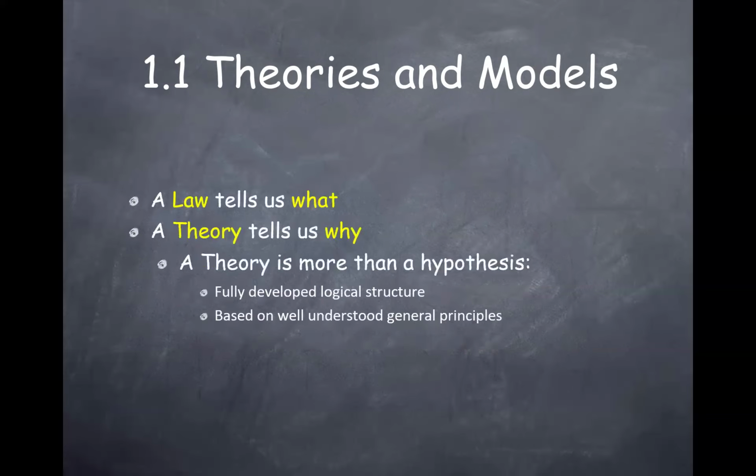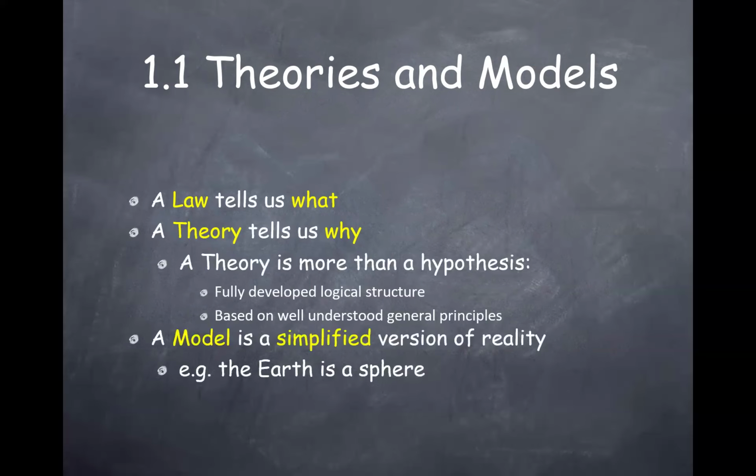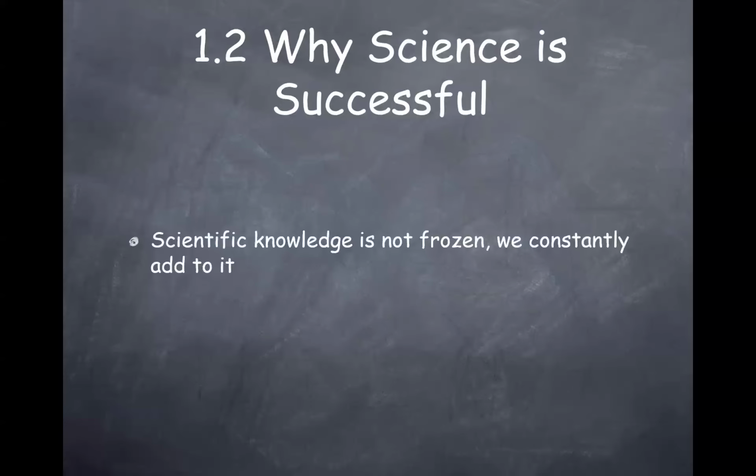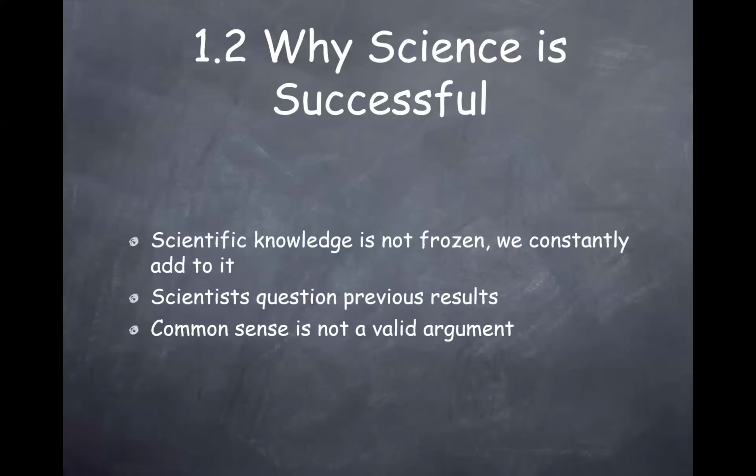Now, a model is basically a simplified version of reality. For example, the Earth is a sphere. That's your model. Now, scientific knowledge is not frozen. We constantly add to it. Scientists question previous results, and common sense is not a very valid argument when it comes to science.